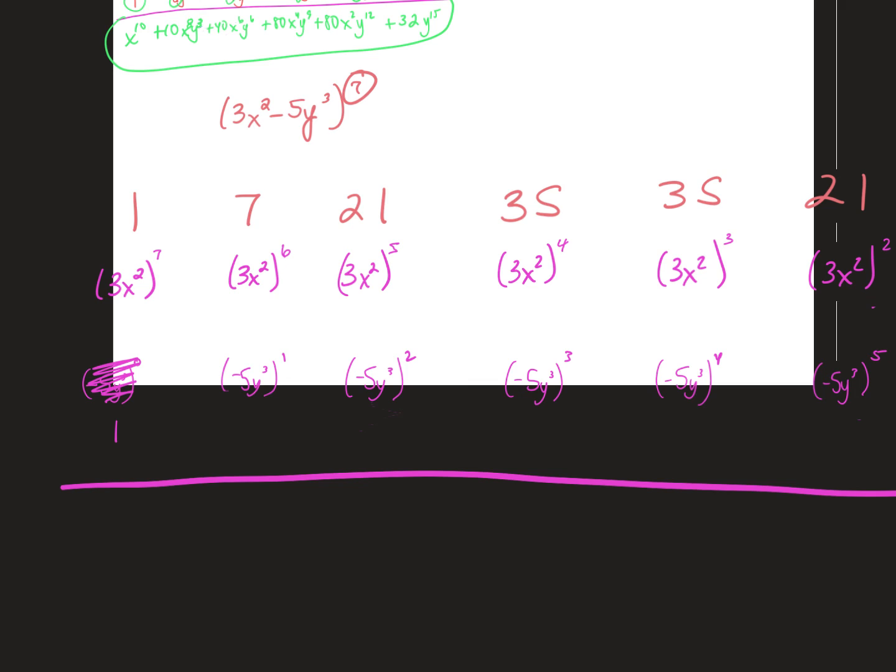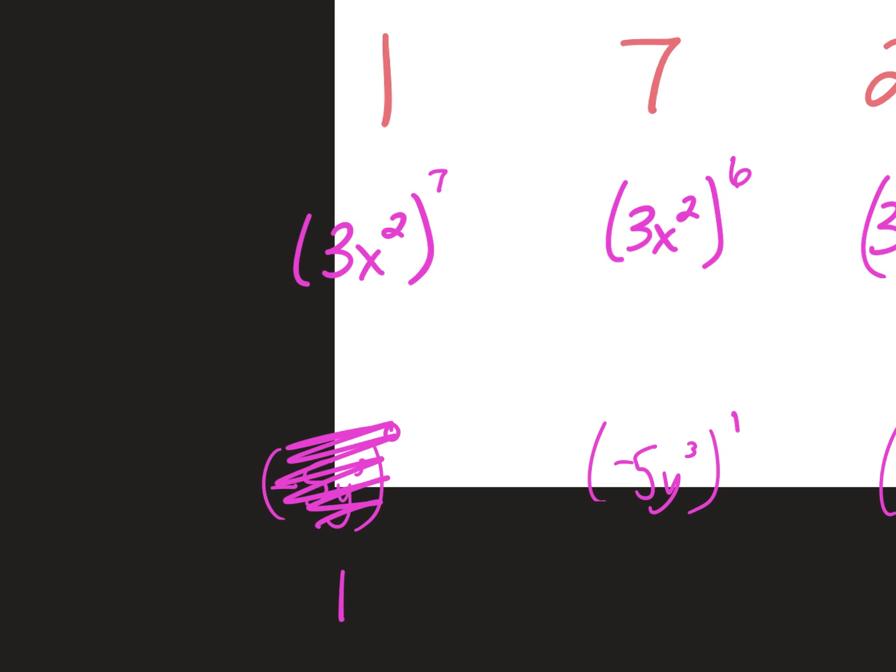Now at this point, my suggestion to you is to evaluate each little tiny problem that's in here. If I have a power raised to a power, what do I do? Multiply. So I have 3 to the 7th. What is 3 to the 7th?